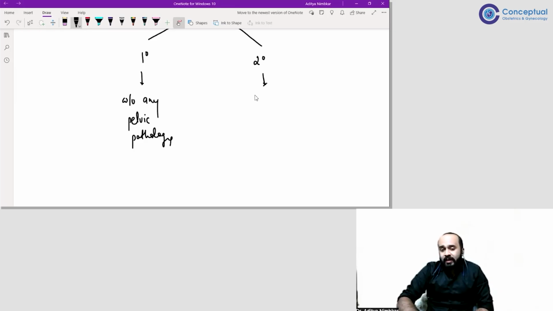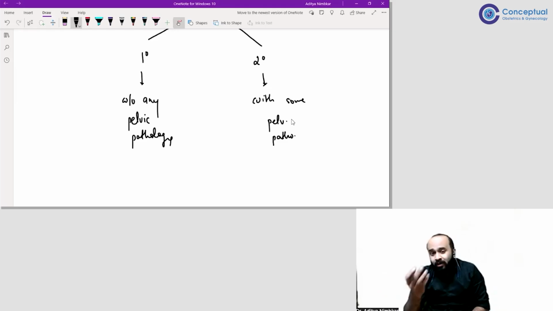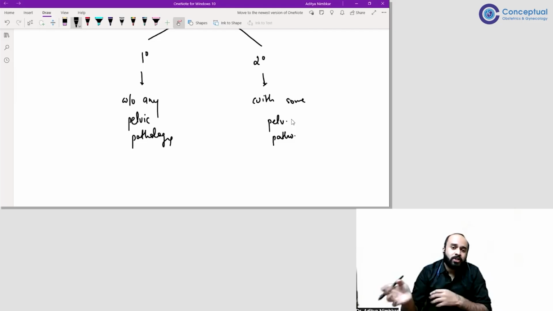Whereas secondary is with some pelvic pathology. What can those pelvic pathologies be? Things like endometriosis, or an extension of it, adenomyosis. You can have ovarian cysts, fibroids, adhesions because of previous surgeries. So basically, various pathologies in the pelvis, and whenever there is some other pathology of which a byproduct is pain, it is going to be secondary dysmenorrhea.